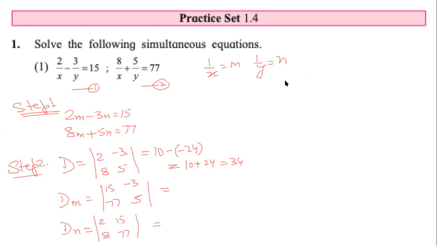Khadija, you are saying Dm is 306. Okay, let us see. Chanda is also saying it is 306. Okay, 15 into 5 is 75. Minus, we have 3 into 77. So 3 sevens are 21, 3 sevens are 21 plus 1, 22. And this is minus, so this becomes 75 plus 221, right? So I'm getting something else. I'm getting 296. Am I getting it wrong?